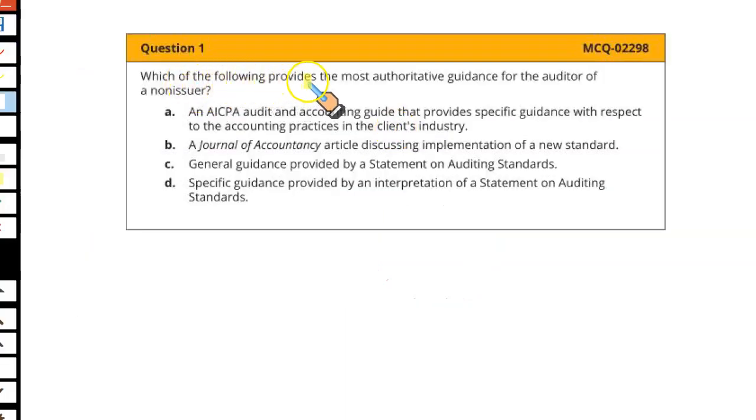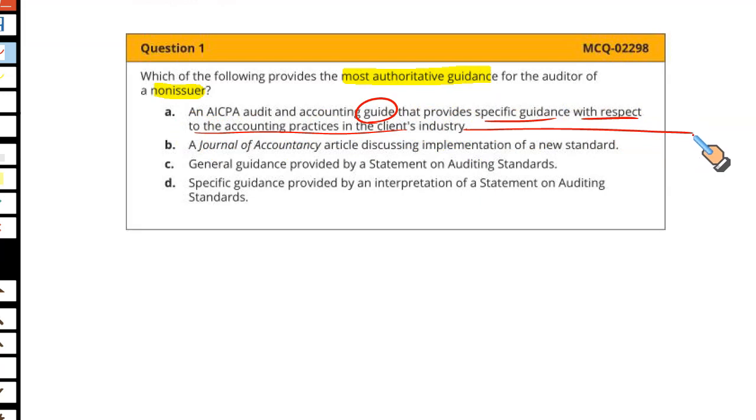Which of the following provides the most authoritative guidance for the auditor of a non-issuer? A: An AICPA audit and accounting guide that provides specific guidance with respect to accounting practice in the client's industry. This is the least authoritative out of those three categories we just saw a little while ago. Wrong. B: A Journal of Accountancy article discussing the implementation of the new standard. Again, this is the one with the lowest authority, least authority.